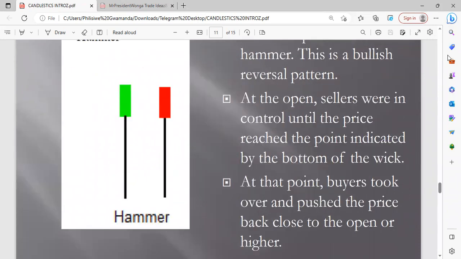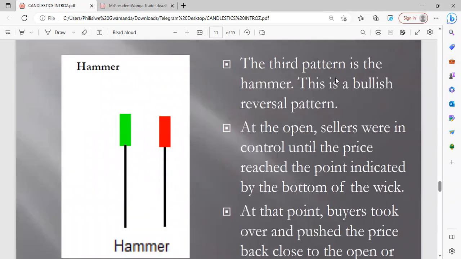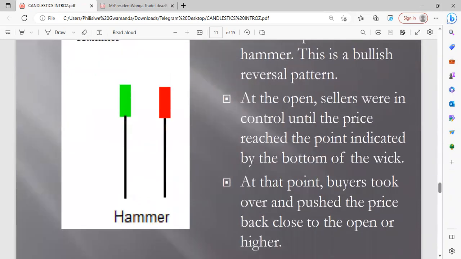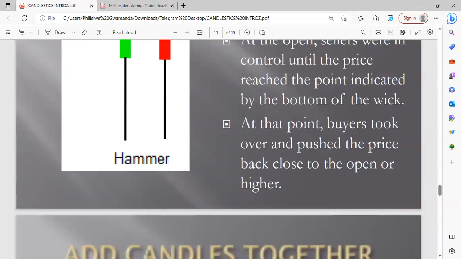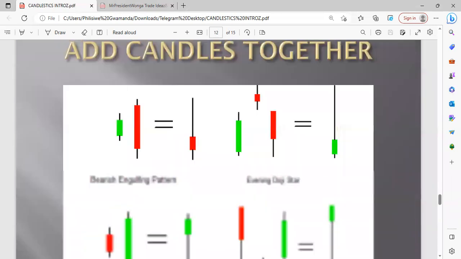And then this is a hammer. A hammer is a bullish pattern, a reversal pattern. At the open, sellers were in control until the price reached a point indicated by the bottom of the wick. At that point, buyers took over and pushed the price back up to the close. So you're more likely to see this in the demand zone, or the buy zone, or at support levels. You'll see how we link the two.